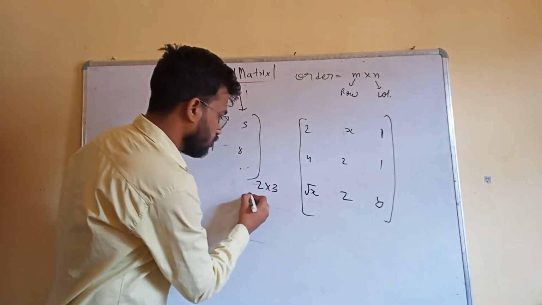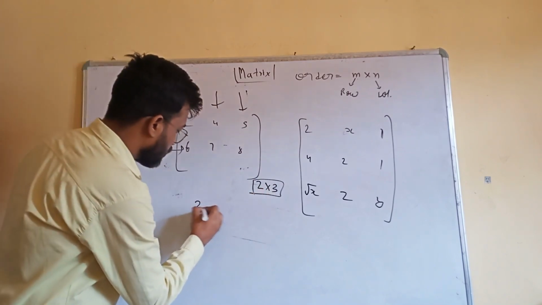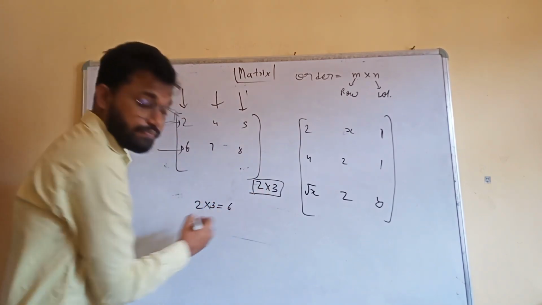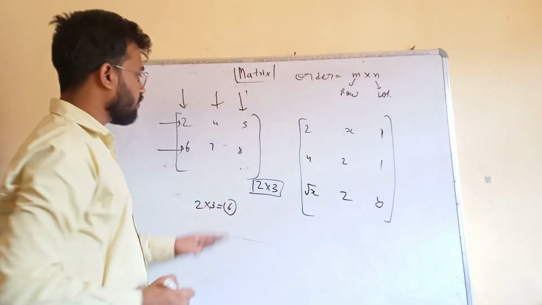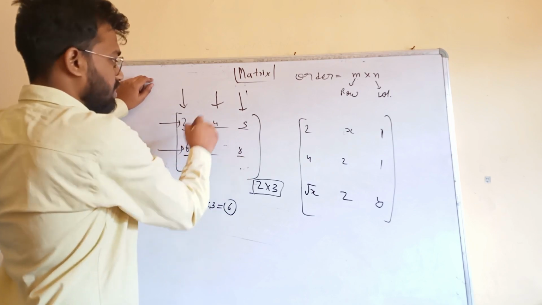So I'm gonna write 3. So what is the order of this matrix? 2 cross 3. If you multiply 2 cross 3, what am I gonna get? 6. So this 6 is representing the number of elements. First, second, third, 4, 5, 6. So this has 6 elements.